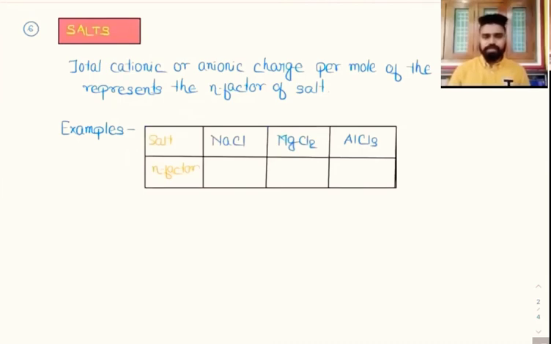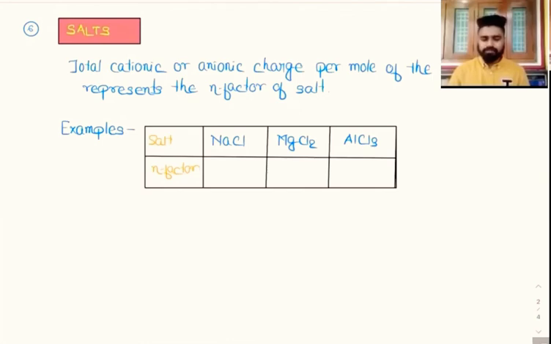So if you consider salt, the total cationic or anionic charge per mole of the salt represents the n factor of the salt. That means you have to consider either the cationic charge or the anionic charge. As such, the cationic charge equals the anionic charge only, as the molecule is electrically neutral. Therefore, considering any one of them, either the cationic or the anionic charge will give us the n factor in case of salts.